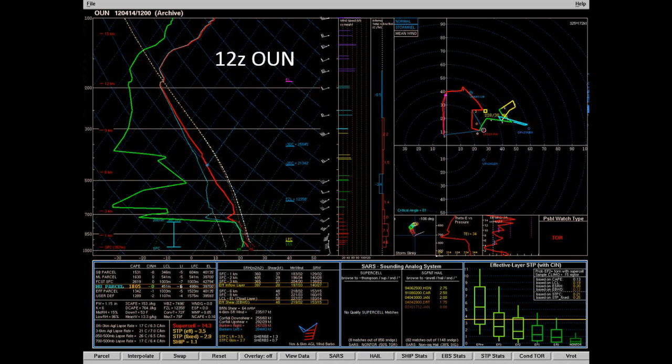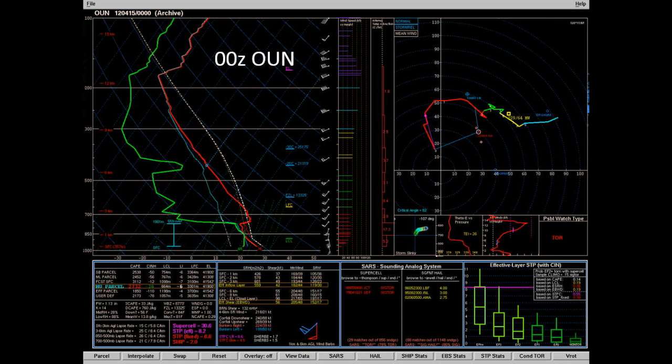We go down to Norman, 12Z, relatively uncapped, and there was some convection in northern Oklahoma overnight. 17Z Norman sounding, deepening of the moist layer, same kind of thing. 0Z, same kind of thing as Lamont. It's actually a little bit capped, but strongly unstable, tremendous wind profile.